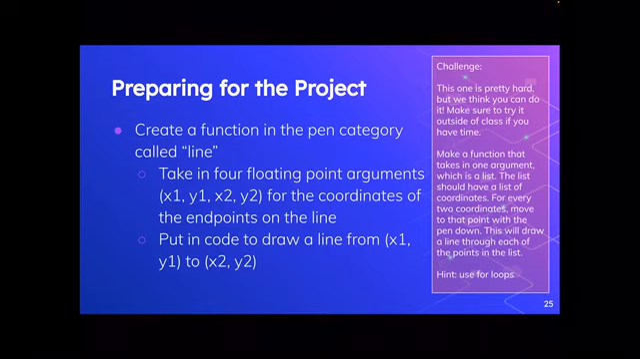Okay, so that was pretty hard, but here's another challenge. Make a function that takes one argument, which is a list of numbers. Then the list should have a list of coordinates, and for every 2 coordinates, move to that point with the pen down. So this will draw a line through each of those points in the list. You're going to need to use for loops for this problem, and we'll probably go over it.